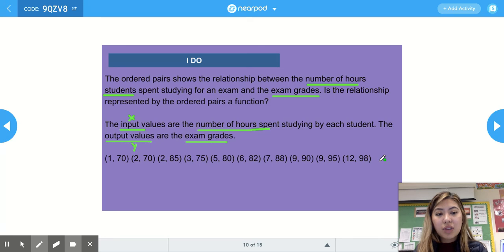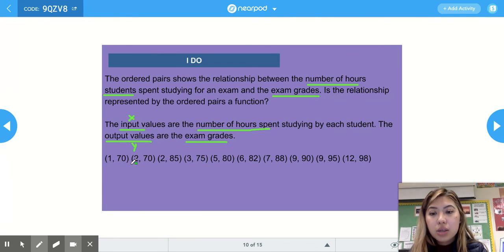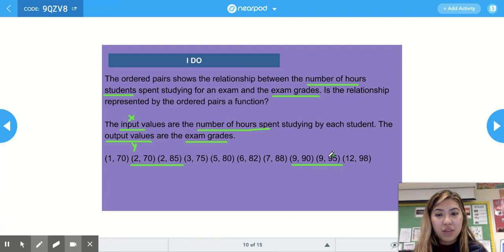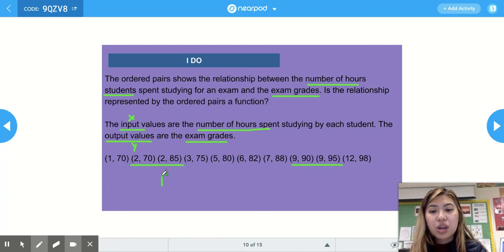This is very similar to yesterday when we had to identify from tables whether that relationship was a function or not. I can see that there are two different outputs for the same input. So there are two different y values for the same x value: (2, 70) and (2, 85), as well as (9, 90) and (9, 95). So that would make this relationship not a function.